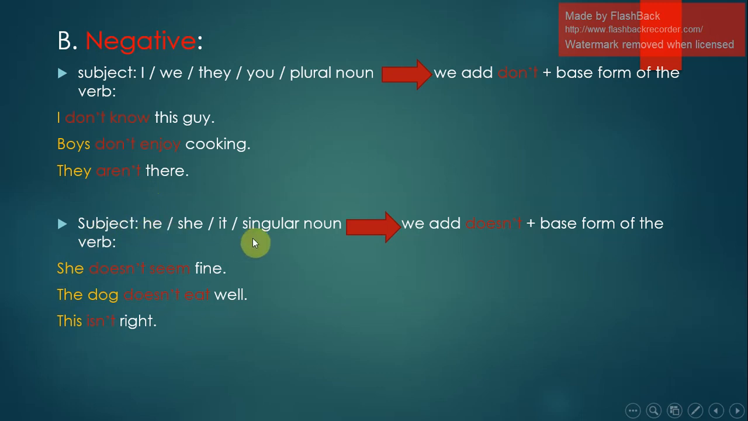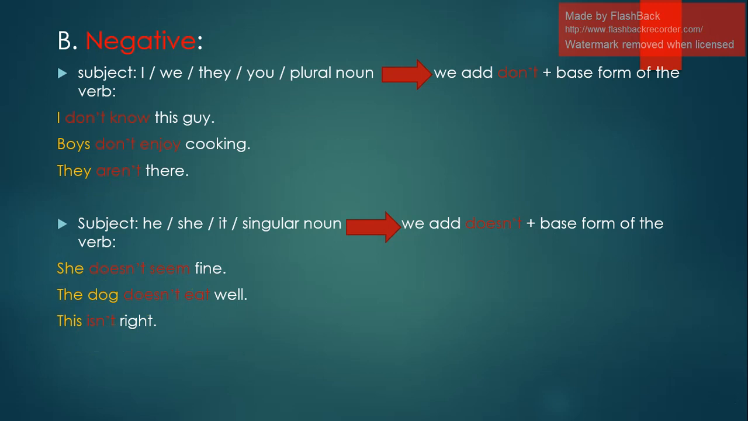If the subject is a he or a she or it or any singular noun, we add doesn't to the base form. So here we add don't, and in this case we add doesn't to the base form. And we don't add an s to the verb, just a doesn't, because doesn't has the s. She doesn't seem fine. The dog doesn't eat well. And the last one, which is irregular as I mentioned before, is isn't, because is a be form and we add the not directly to it.